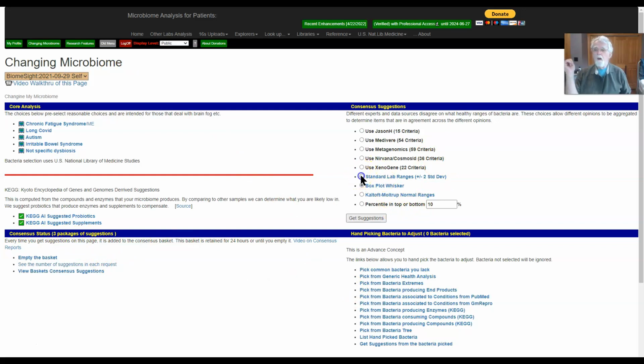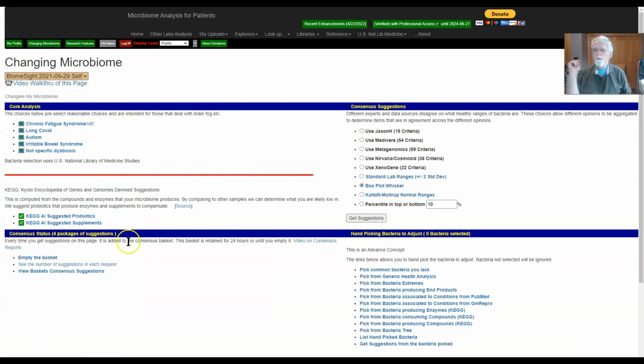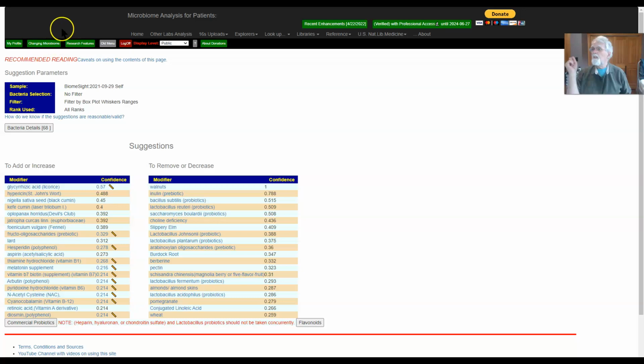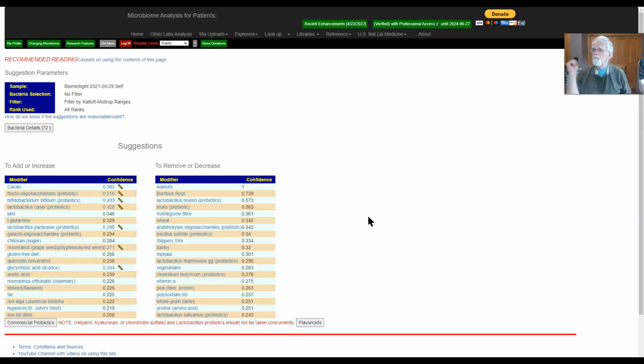And now I'm going to do standard lab. Most of the top 5 give very similar results. And there, we see we have 40, which is much better. We know up to 4. And box plot whisker is what we're going to do next. We have 68 different bacteria picked. Count of monograph, 72.